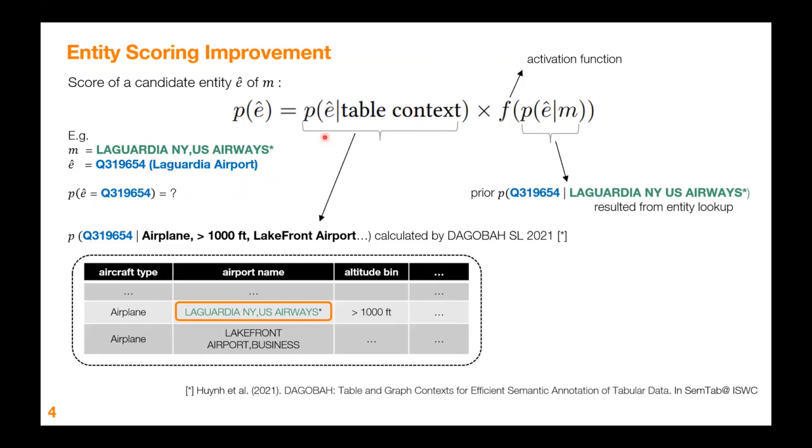We use two score components. First component is the context score of the entity given the table context. For example, here, if we have the table context is airplane, 1,000 feet, like from airport business. And this score is calculated by DAGOBAH SL 2021, which is our last year system. The second component is the prior knowledge of the entity, given the mention it is referred to. It is resulted from the entity lookup. And finally, we have an activation function applied on the prior score.